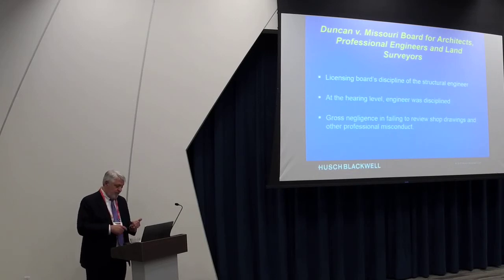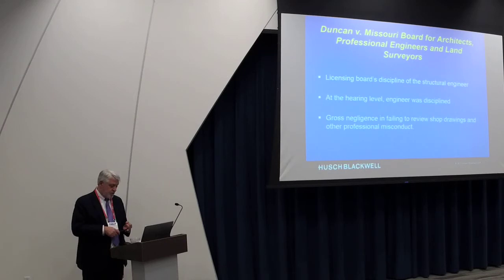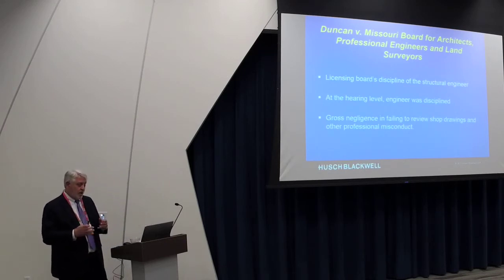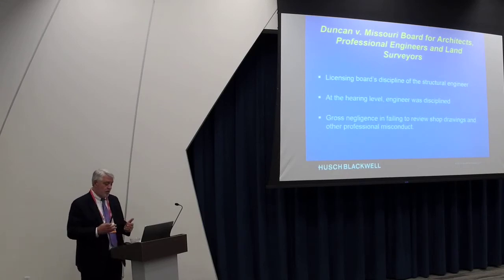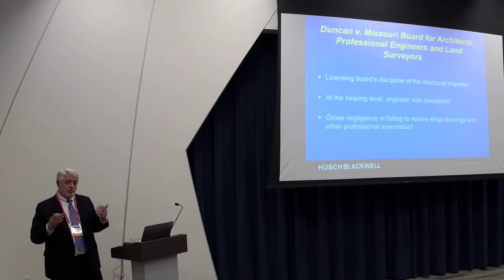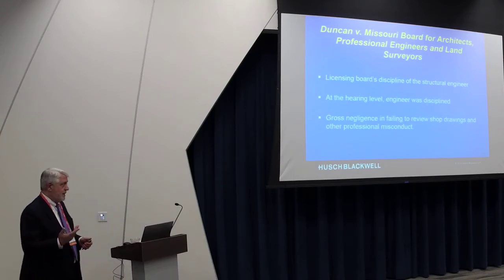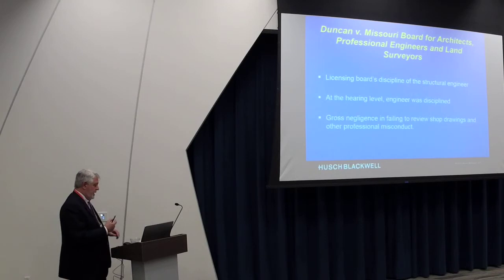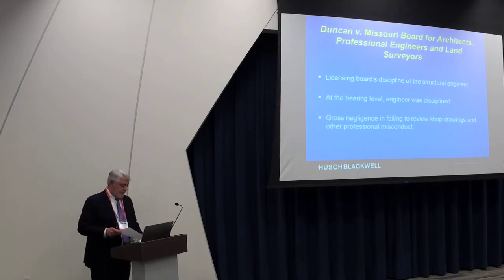The disciplinary board found that he didn't review the shop drawings for compliance with the Kansas City Building Code. He didn't look for conformance with the design concept as required by the structural engineer's contract. And there was other information in the contract documents that he simply ignored. But he approved the shop drawings. And back then, they were still talking about approval of shop drawings. He approved the shop drawings and sent them out, and that's why this got built the way it did.